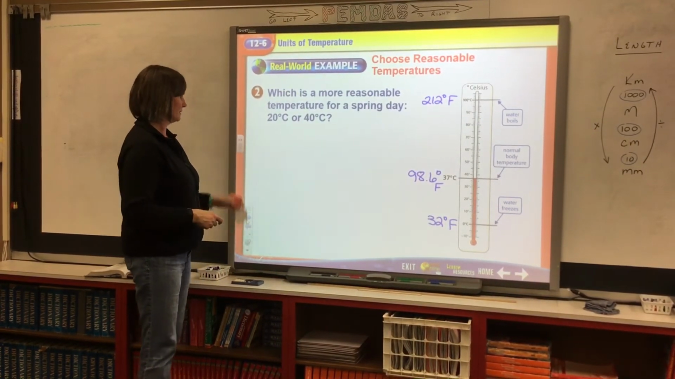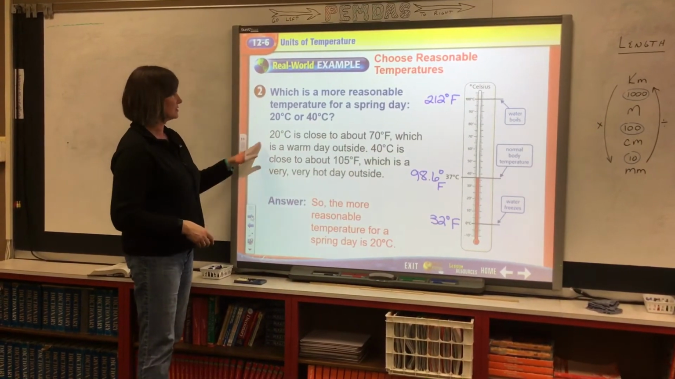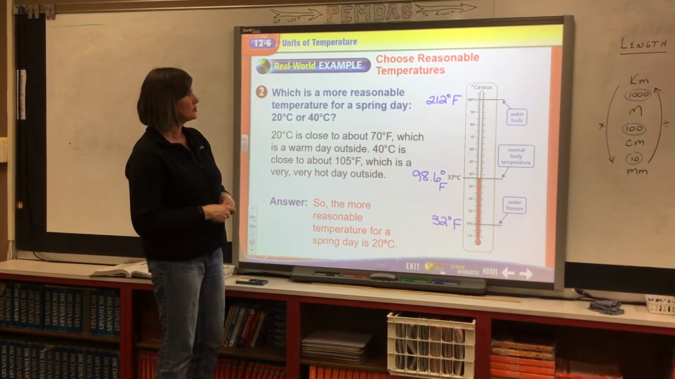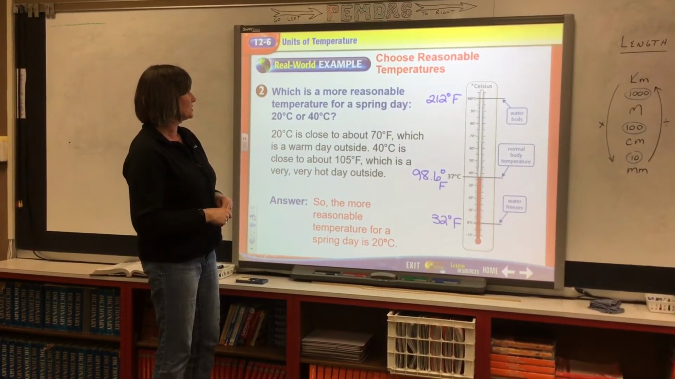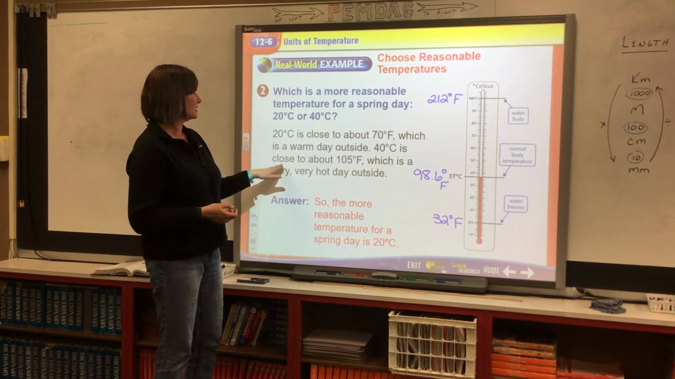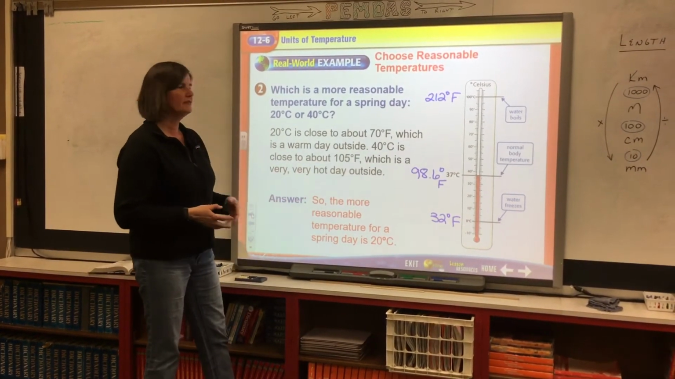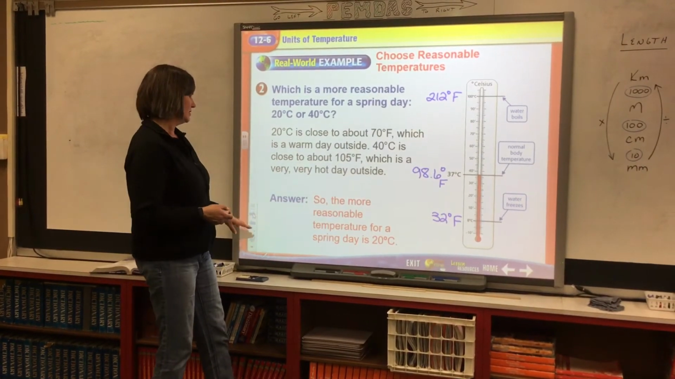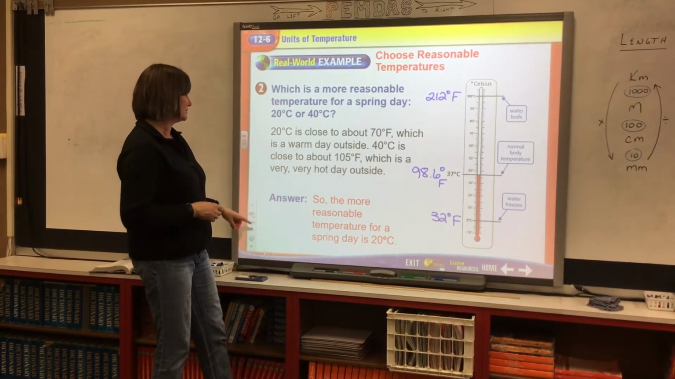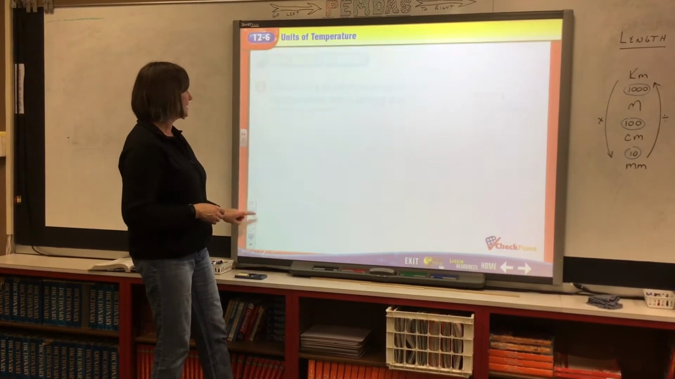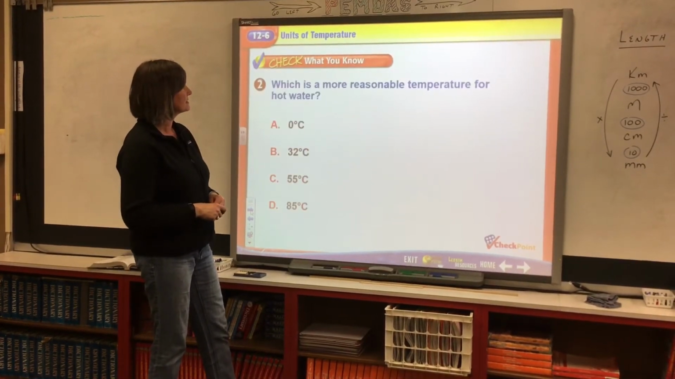Probably 40. Let's take a peek. All right, so 20 degrees Celsius is close to about 70 degrees, which is a warm day outside, whereas 40 degrees Celsius is close to about 105, which would be very, very hot outside. Okay, so the more reasonable temperature for a spring day would be about 20 degrees Celsius.